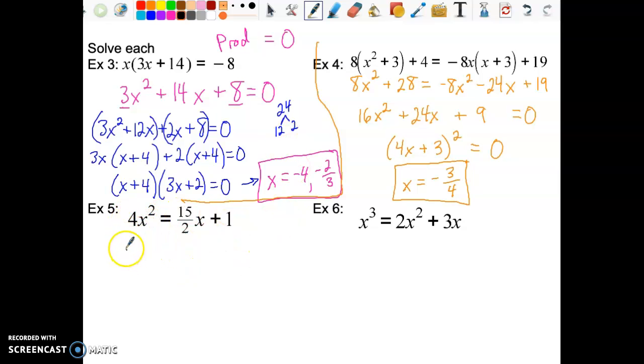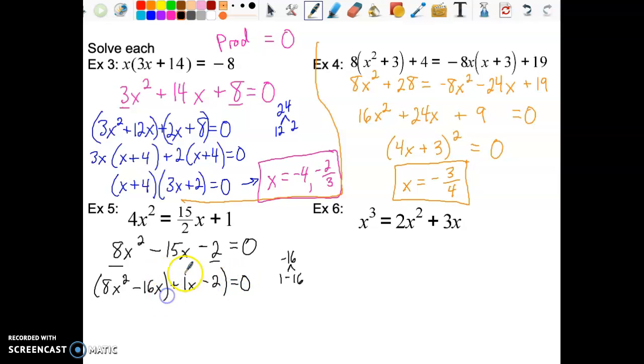If I were doing exercise 5, I would get rid of the dividing by 2 by multiplying everything by 2. And then I would also subtract 15x to the left side, and then subtract 2 to the left side, because again, I have to double everything in order to get rid of that. So now I can work through this. 8 times negative 2 is negative 16, and 1 minus 16 would give me negative 15. So then I can work it out. Again, I would probably write the minus 16x first. You don't have to do it my way.